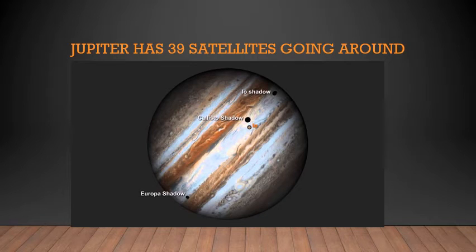Scientists have found that Jupiter has 39 satellites going around it. Now some satellites you can see in the picture. You can see the shadow of those satellites on the planet Jupiter. Like that, there are 39 satellites. What is a satellite, children? It is the heavenly body which goes around a planet. We have one natural satellite. What is that? Moon. Isn't it? Jupiter has 39 satellites going around it.